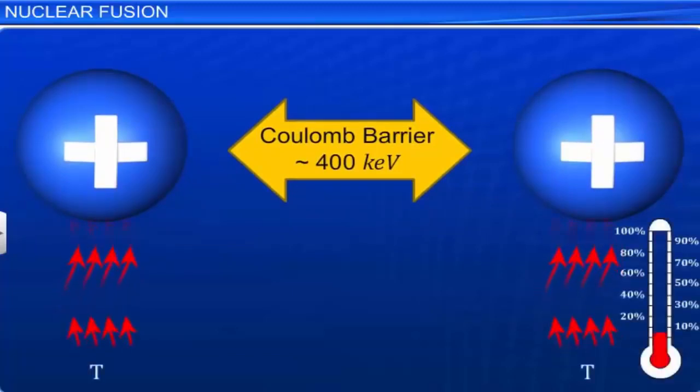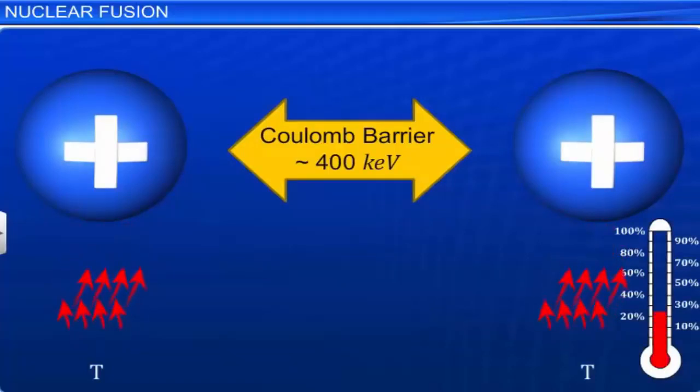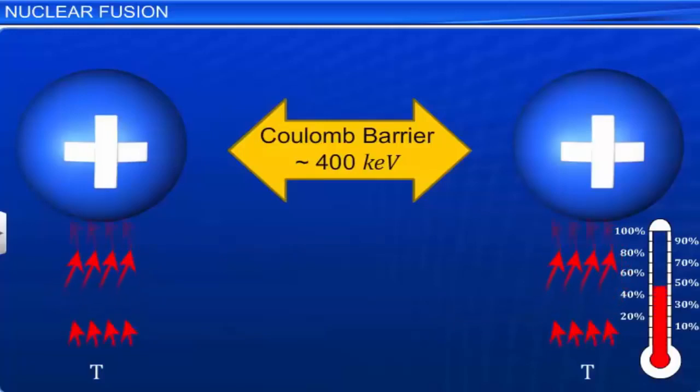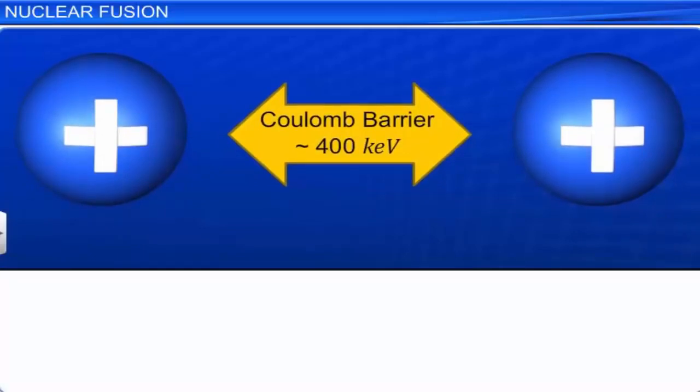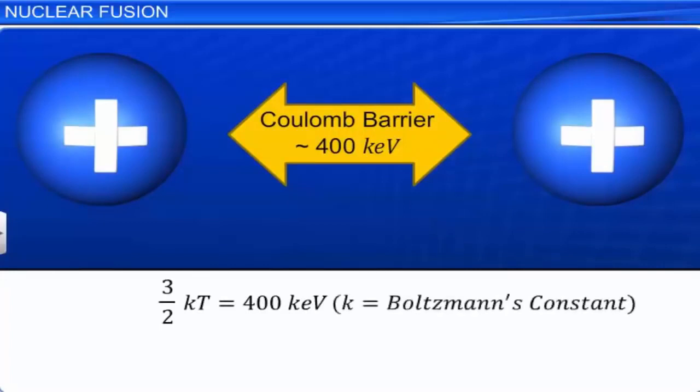Let the temperature of the protons be raised to T to obtain energy of 400 kilo-electron volt. We know that the energy gained must be equal to 3/2 kT, where k is the Boltzmann's constant. Substituting the value of the Boltzmann constant and simplifying, we get temperature T equal to 3 × 10^9 Kelvin.